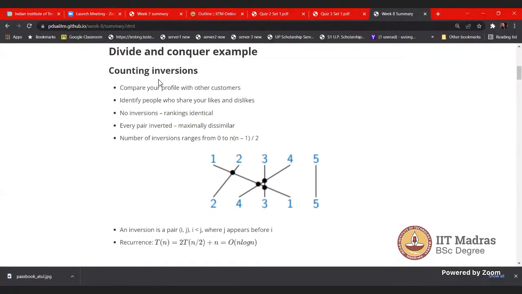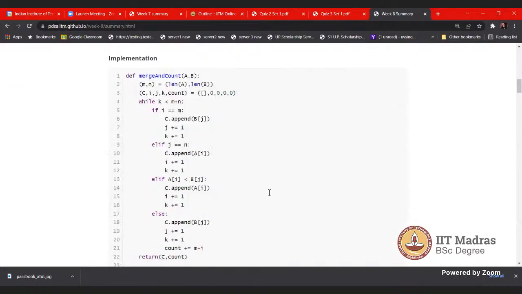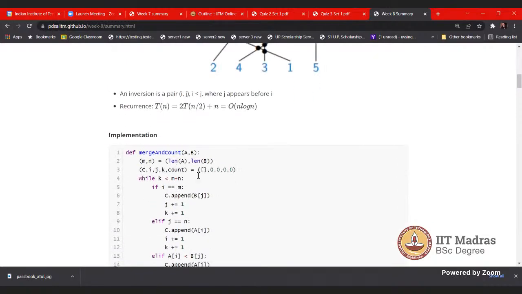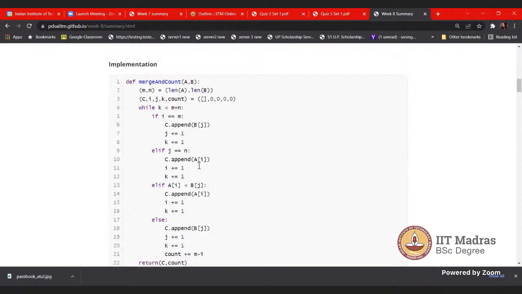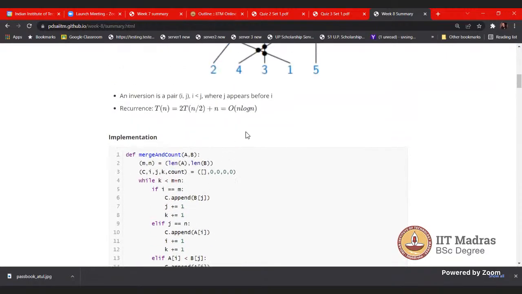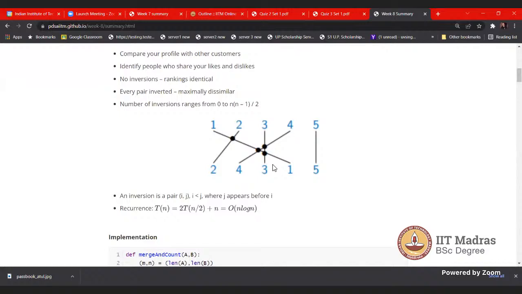Yeah, so simply you can just create this type of diagram. You create one sorted list and another unsorted list, and just match each element. After that, the crossing points return the value as the inversion, the total number of inversions. So basically we are using this merge sort concept to find the inversion count value.